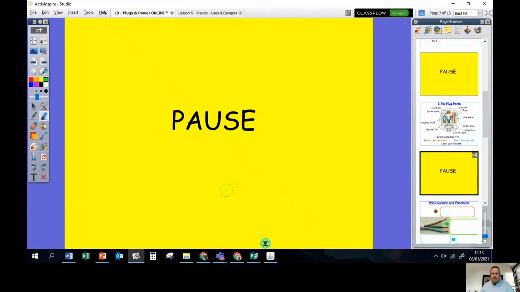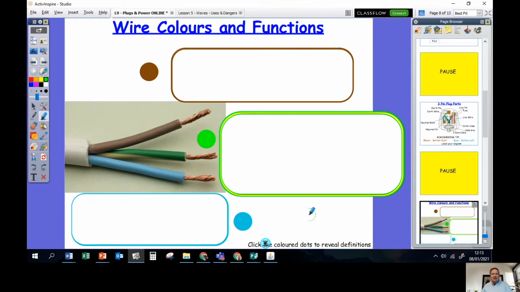Okay, welcome back. Thanks for getting the labeling done. Our next job is to actually look at what the jobs of those 3 wires is inside the plug. So our brown live wire, our yellow and green earth wire, and our blue neutral wire. Let's have a look at the live and the neutral wire first, because they are really what makes the circuit work in an electric plug.